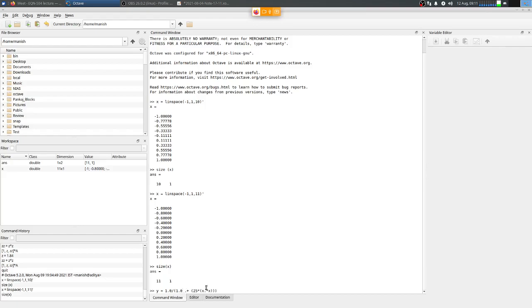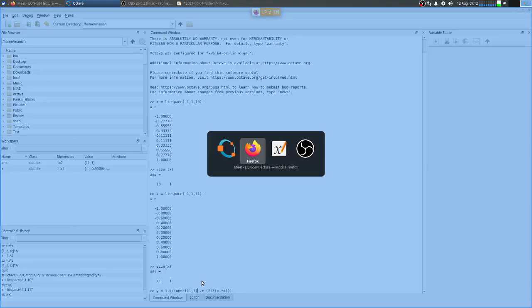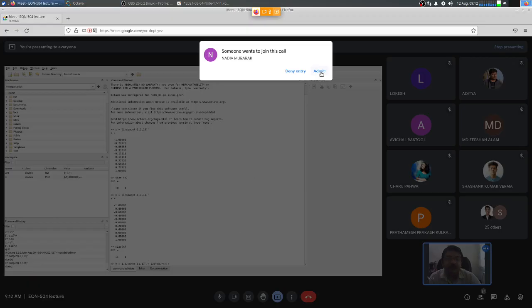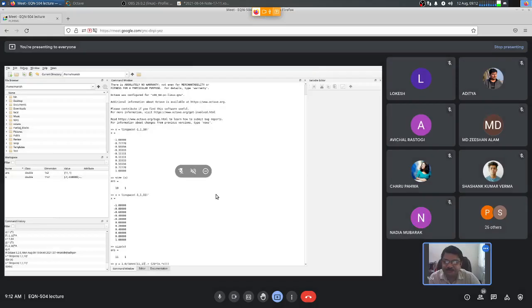this 1 is not going to work. I need to define 11 by 1, so ones. So again, element by element addition. So the expression was 1 over 1 plus 25x squared. So that is what we are trying to simulate here.